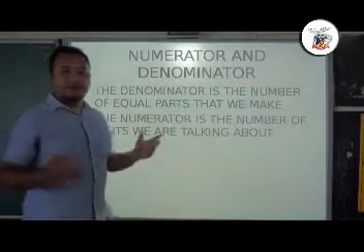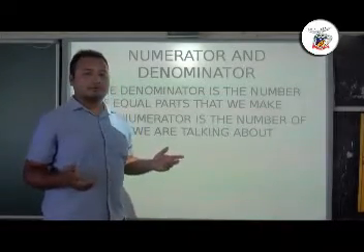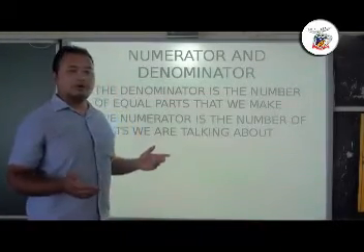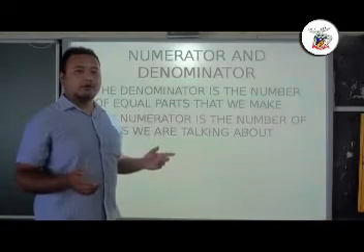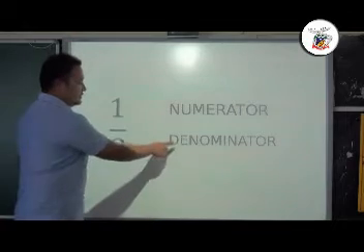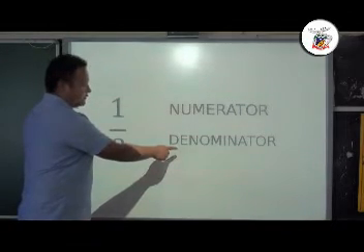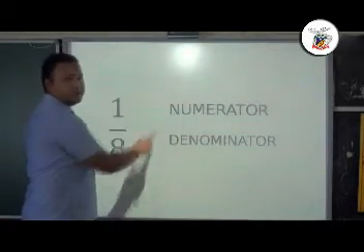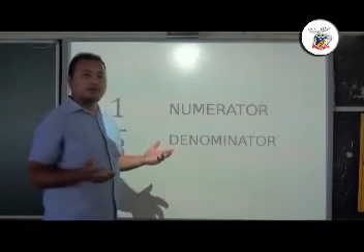Now as you can see, the fraction had two numbers. The one below is called the denominator and the one on top is called the numerator. The denominator is the number of pieces that you made, and the numerator is the number of pieces we are talking about.